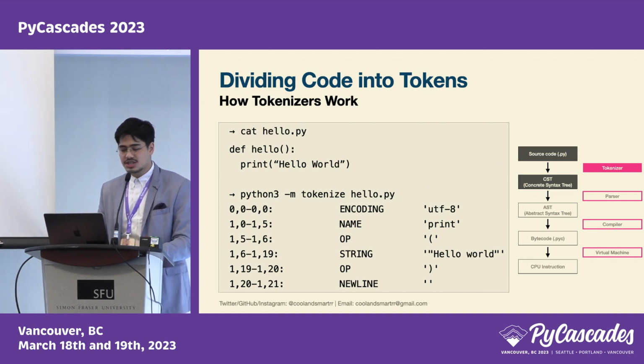So in the beginning, it shows encoding. This source code is in UTF-8. Then the name, we start with this thing called print. It's called a name. There's the parentheses. There's a string called hello world. And another parenthesis, and end of the line.